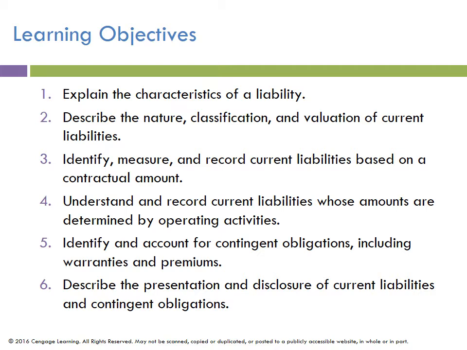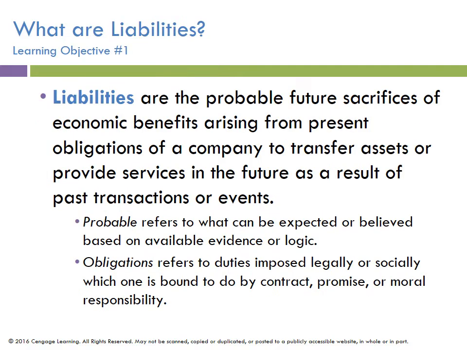Identify and account for contingent obligations, including warranties and premiums, and describe the presentation and disclosure of current liabilities and the contingent obligations. So what is a liability? These are probable future sacrifices of economic benefits arising from present obligations of a company to transfer assets or provide services. Remember, unearned or deferred revenue, when the customer pays us and we owe the service. You're going to do that in the future as a result of a past transaction.